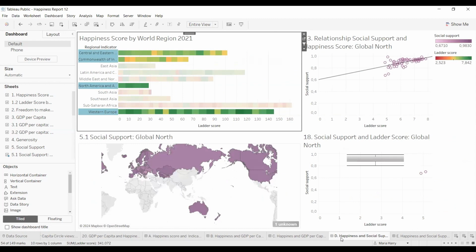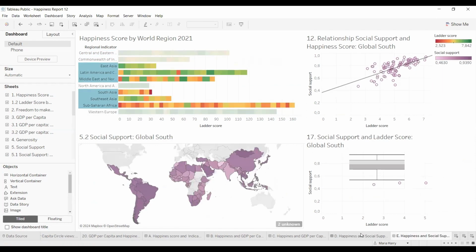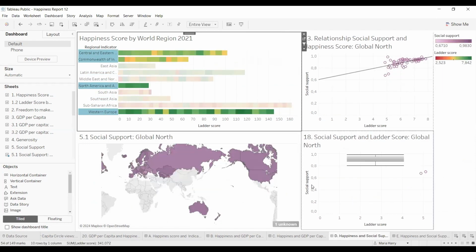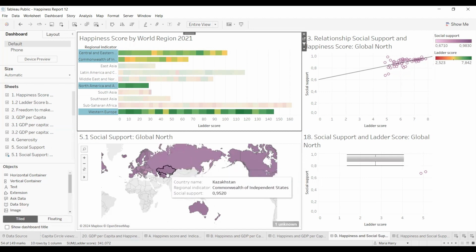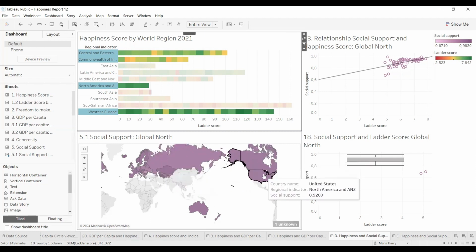In this case, I've decided to compare the global north and the global south in terms of happiness and social support. So if we look at the horizontal bar chart, we have chosen those regions that belong to the global north and filtered the rest of the data visualizations with this information. When we look at the heat map, we see that the intensity of the color for the global north is very similar. So in terms of social support, there's no huge variation between the values.